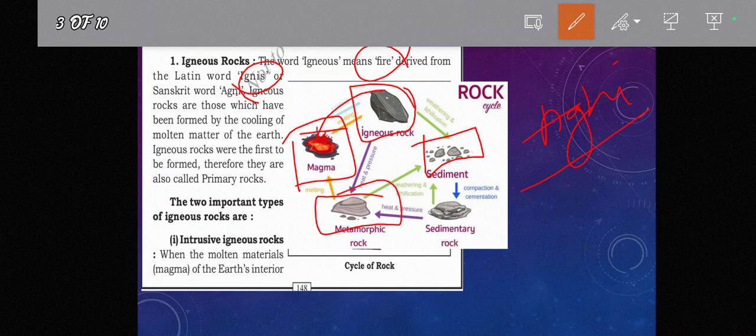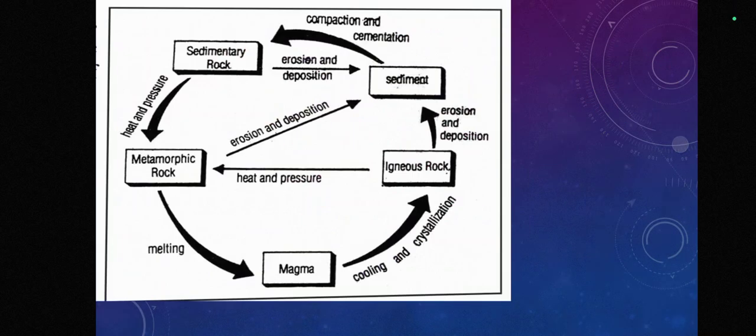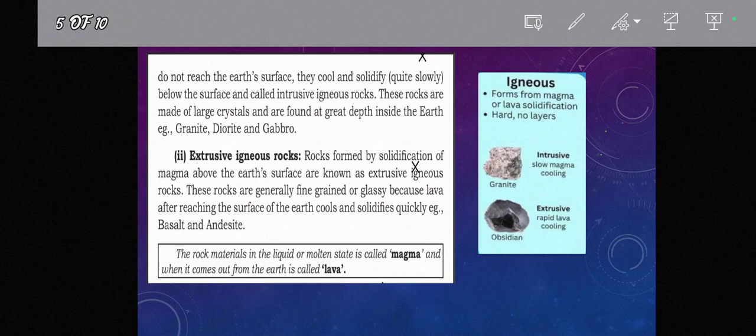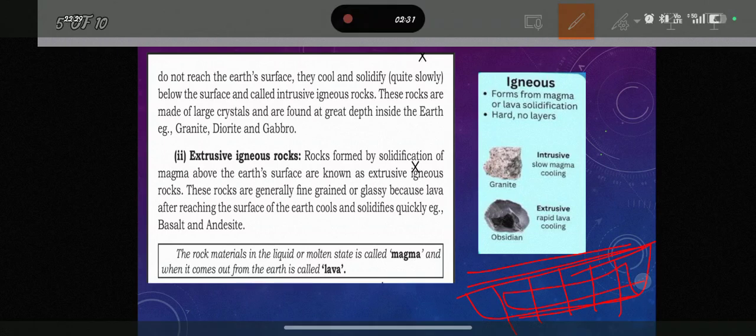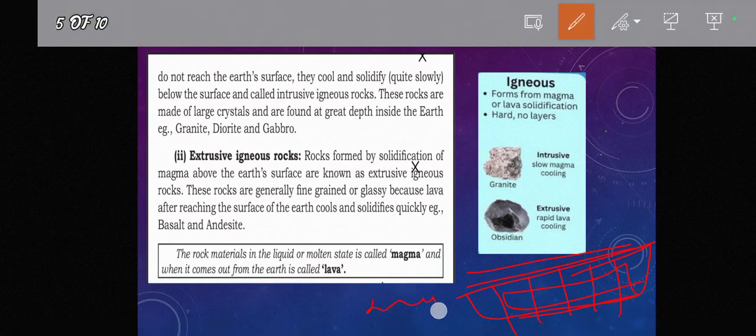So let us go back to igneous rock. In igneous rock, there are two types: one is intrusive, another one is extrusive. Let us understand about it. This will be the layers inside of the earth. Inside of the earth, the molten liquid magma is there, it will cool and turn into rock. It is called the intrusive rock.